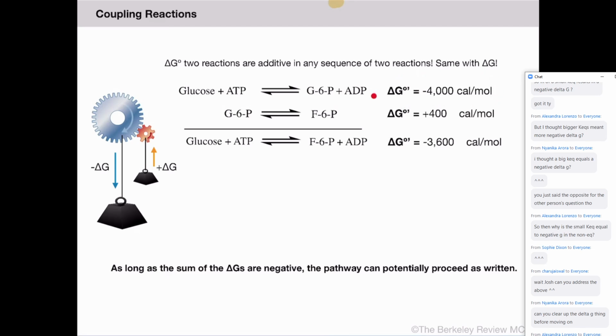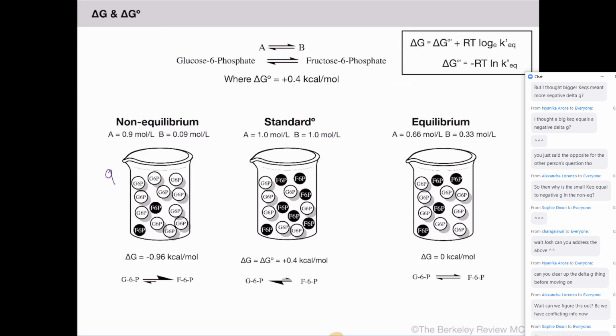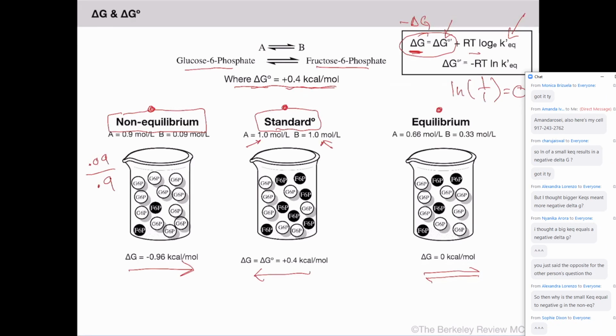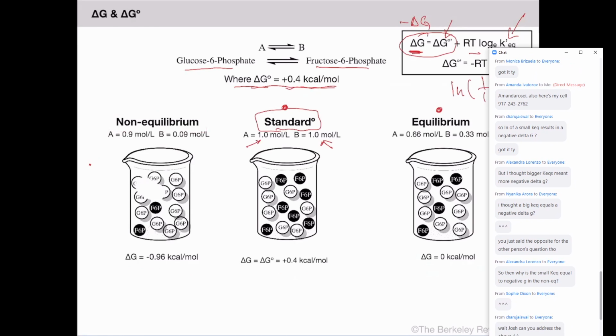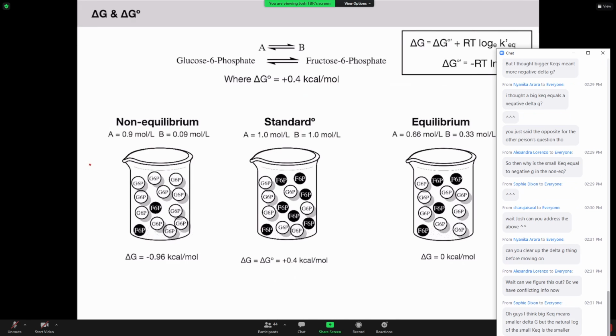delta G naught prime. Hey Josh, sorry to interrupt. There's a thread going on in the chat. Would you be able to clear that up a bit? Okay, yeah, let's see. Can someone just unmic and ask the question? Yeah, I think it's just clarifying again, so someone's saying a small KQ equals a negative delta G or vice versa.